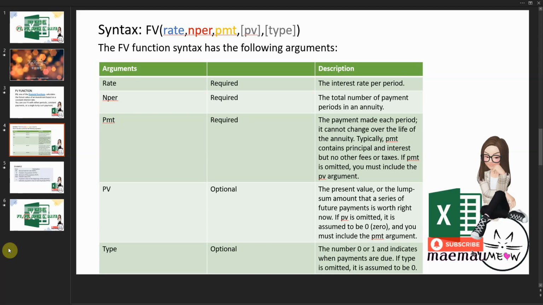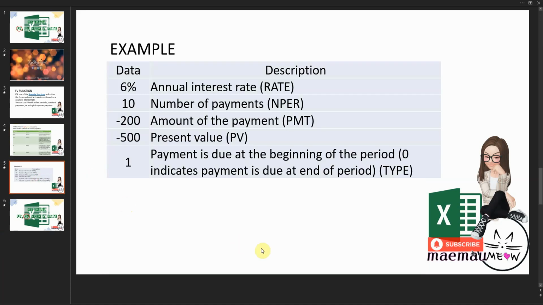All right, so we have an example here. We have a 6% annual interest rate, 10 periods or 10 payments, and the monthly payment amount is $200. It's negative because this is a payment. The present value is negative $500, because that's the value at present, since we are looking for the future value. And we have 1 as the payment due at the beginning of the period for this example.